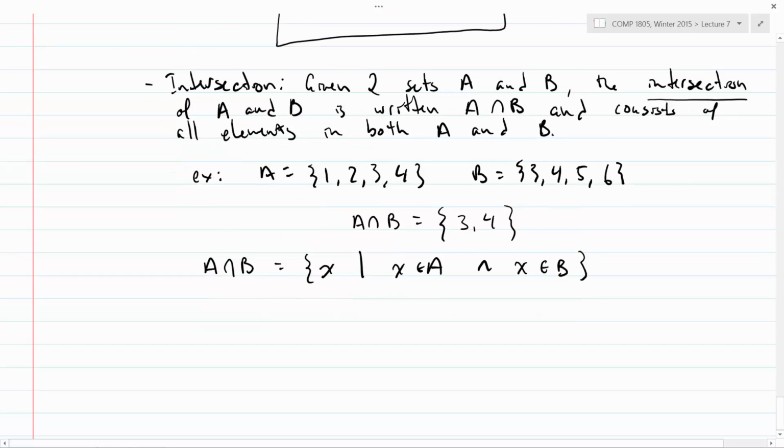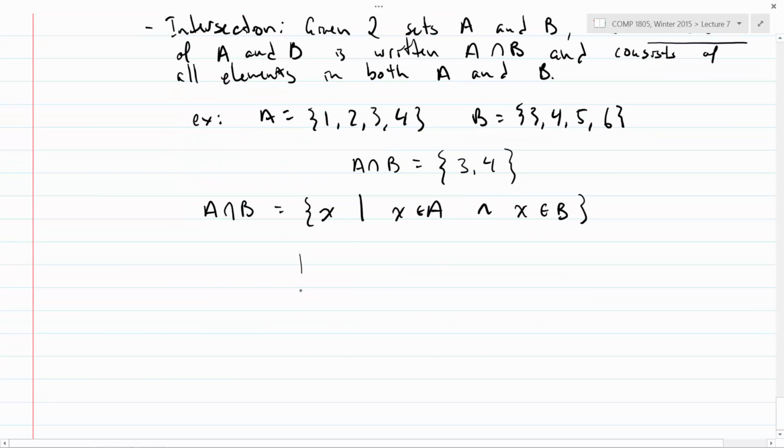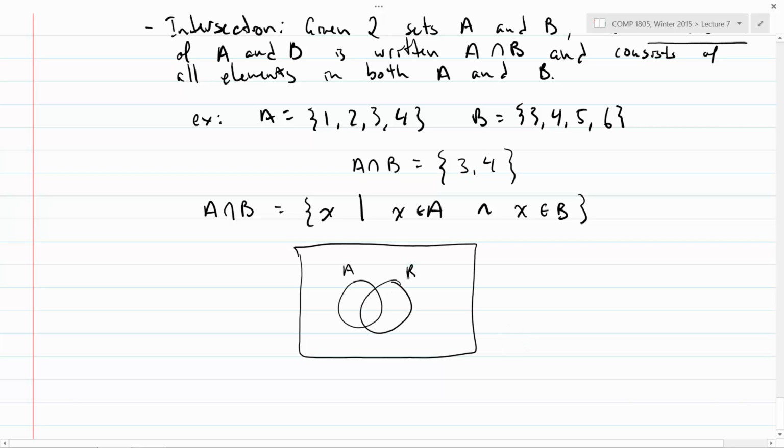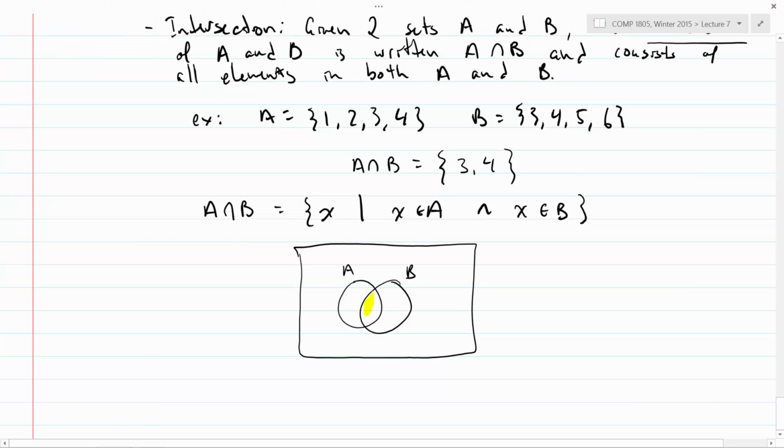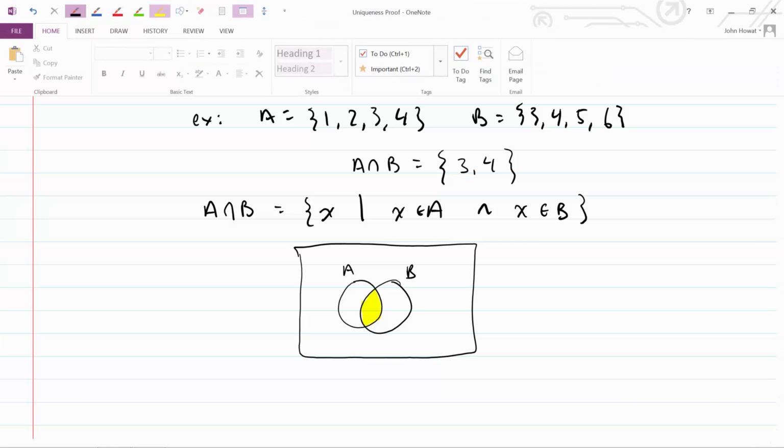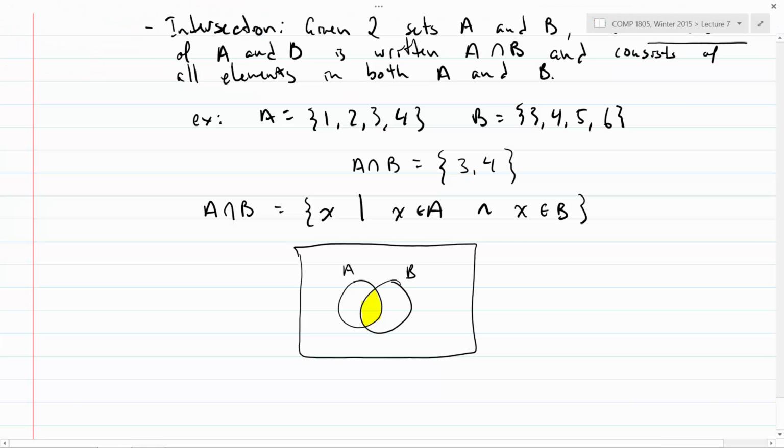All right, if we wanted to look at the Venn diagram for this thing, which again, if you'll bear with me, I'll define later. We have A and B, and the intersection A intersect B is all the stuff that's in both of them. So it's all the elements that live there in the middle. Any questions about intersection? Yeah?